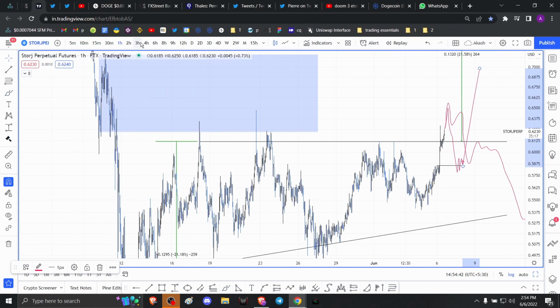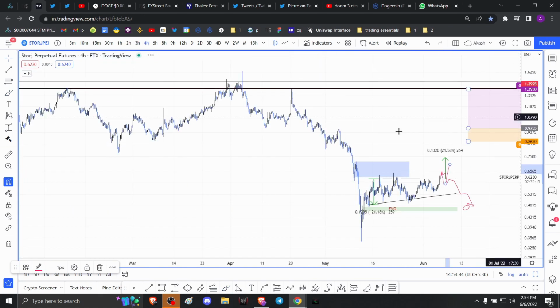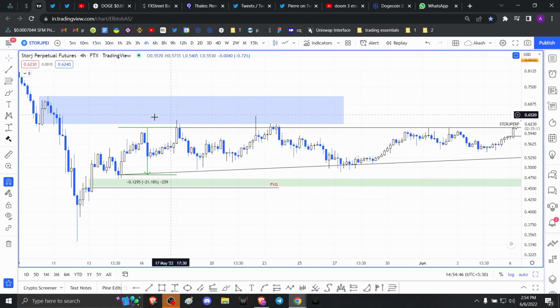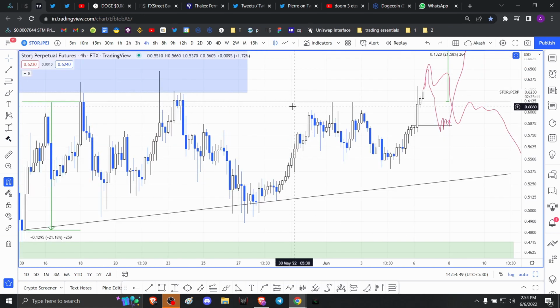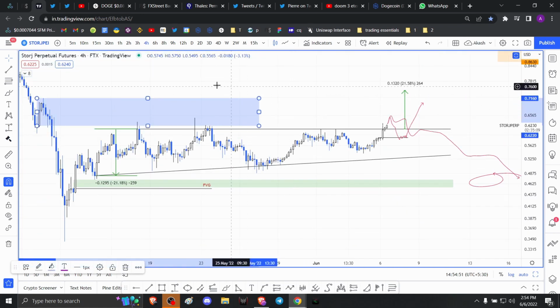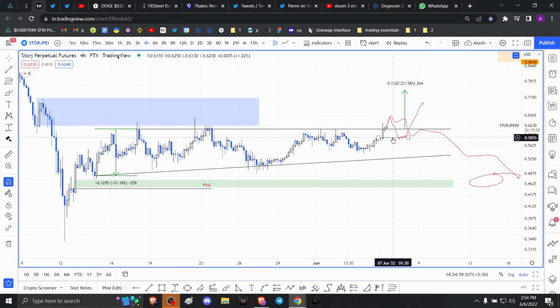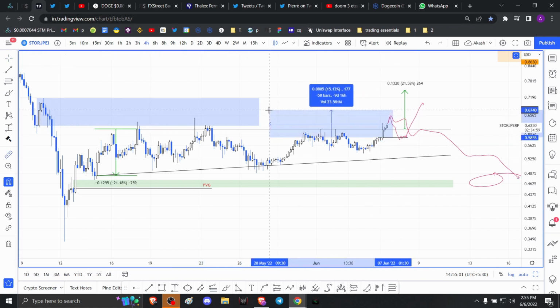Even then, I kind of don't see it moving all the way beyond this supply zone here. So we could probably go up to the midpoint of it, which is 0.664 or 663. Now that would indicate that we are looking at a 14% upswing for STORJ in the coming days.